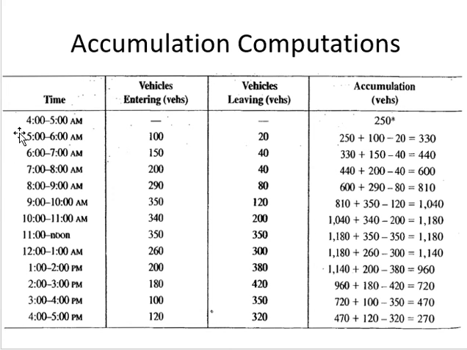So for example, you see they have started at 4. Between 4 and 5 a.m., they were just counting vehicles which are already parked in the area. So these are 250 vehicles. Then between 5 to 6 a.m., this is where the counting begins: counting of vehicles entering, vehicles leaving.